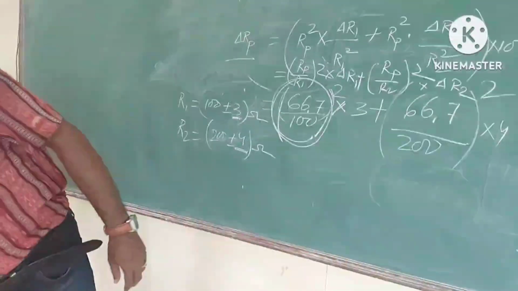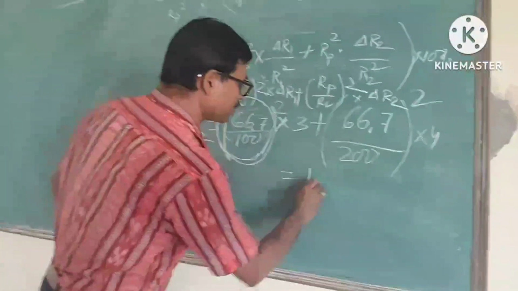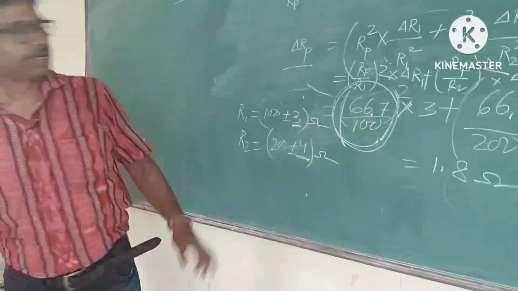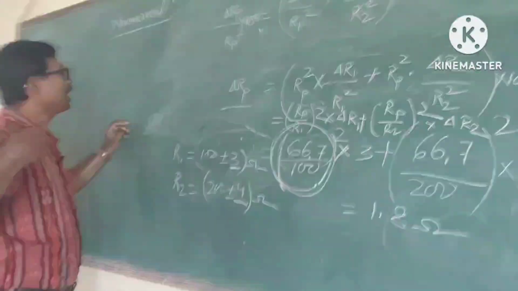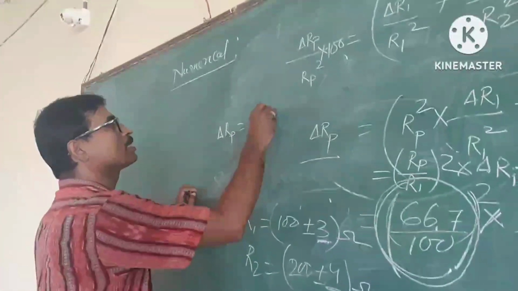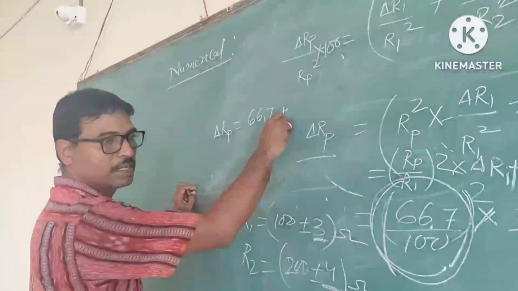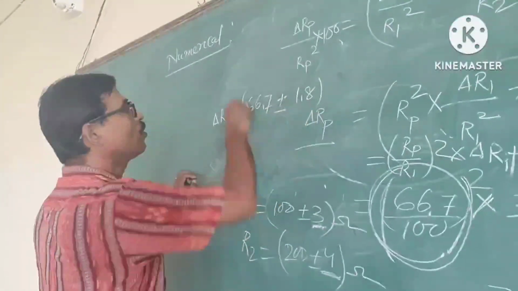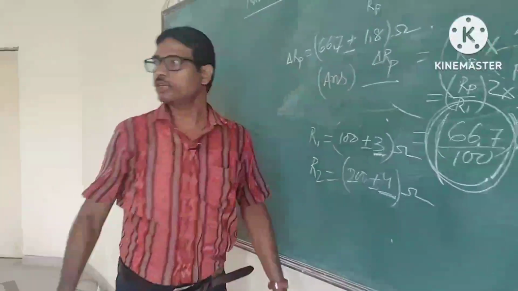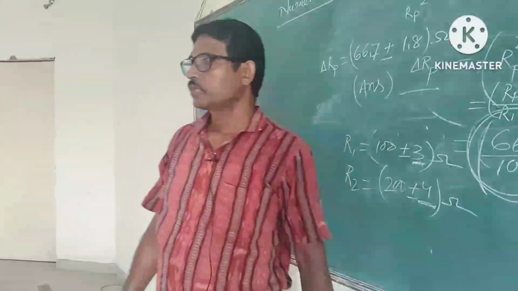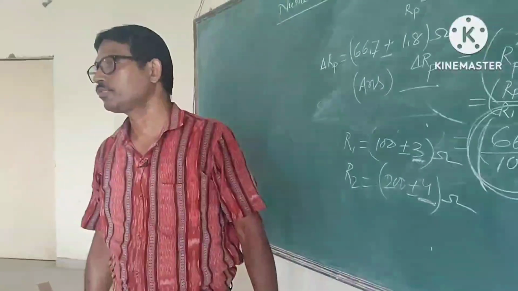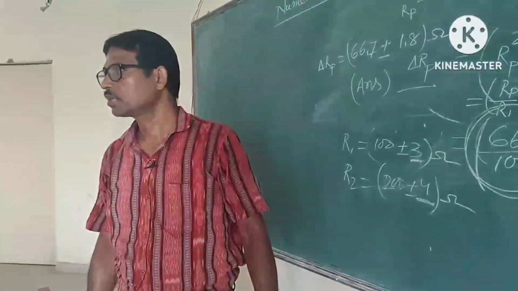On simplification, you are getting that value as 1.8 ohm. Now delta Rp is equal to the value we got, 66.7 plus minus 1.8 ohm. This is the answer. Any doubt you can ask? The formula you must know. Okay. Thank you.